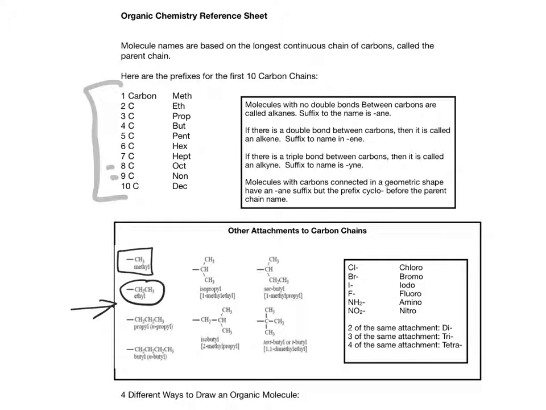You could probably guess just from geometry what 5 is going to be. 5 is pent. Here, we can attach other things besides carbon-containing compounds. We can attach chlorine, bromine, iodine. This is just a small sampling of what could be attached. I'm going to go back.